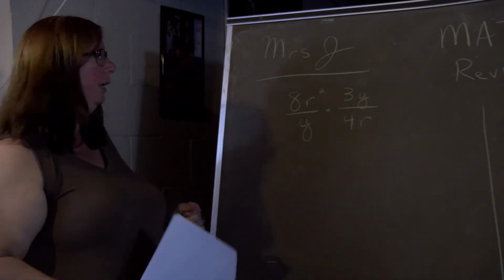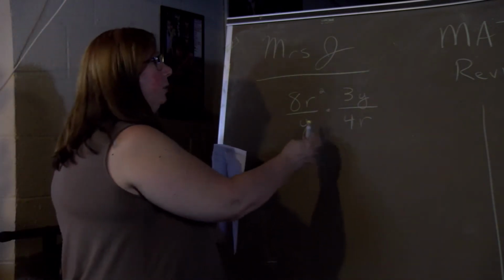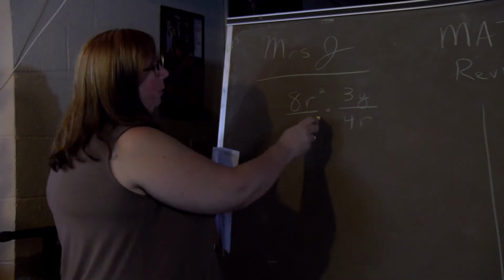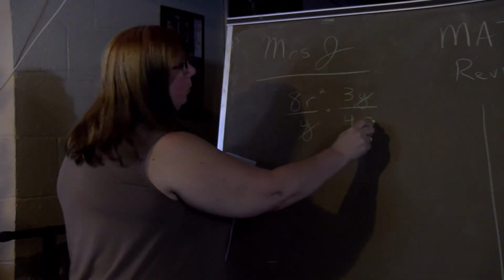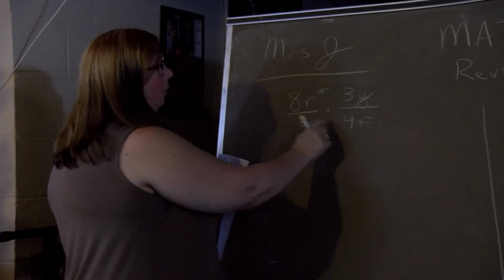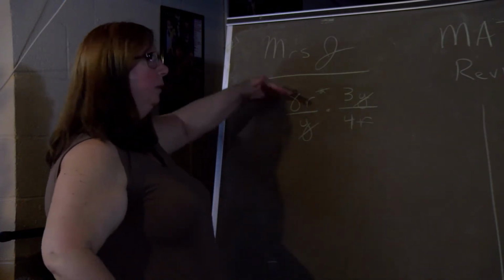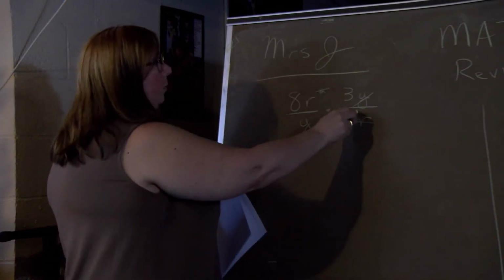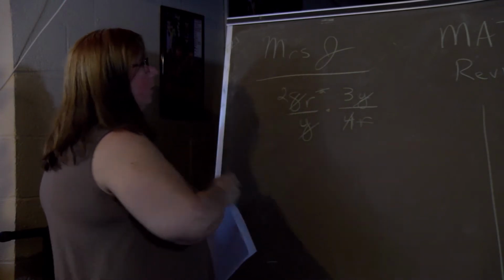When we're multiplying fractions, you can cancel as long as it's from top and bottom. So these two y's would cancel. This r will cancel with one of these and just leave 1. And the 4 and 8 will also reduce. But it has to be 1 from the bottom and 1 from the top. And so we can divide by 4 and get 2.